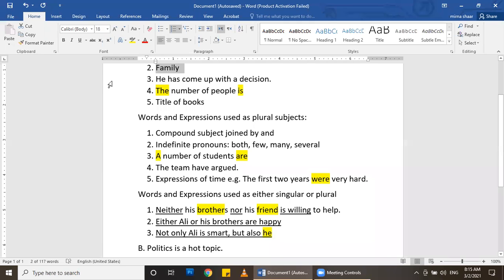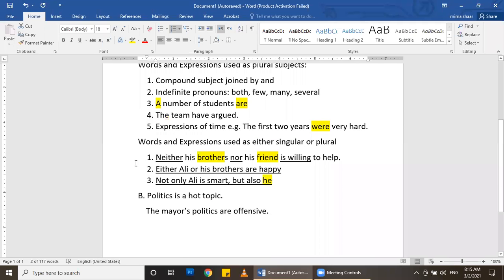Any question about this rule? Is it clear? It's clear. Great. Perfect.